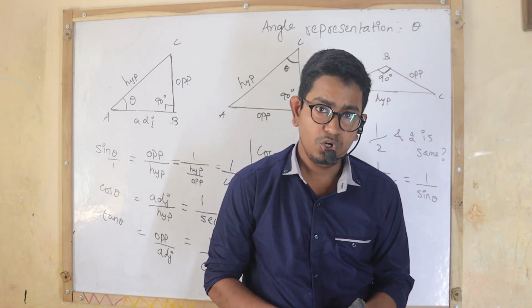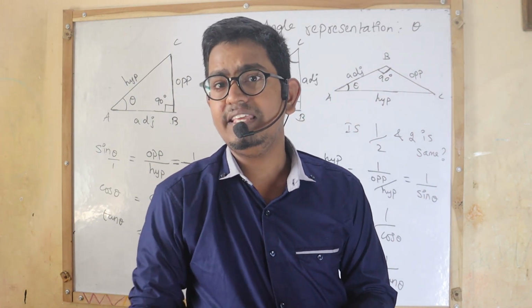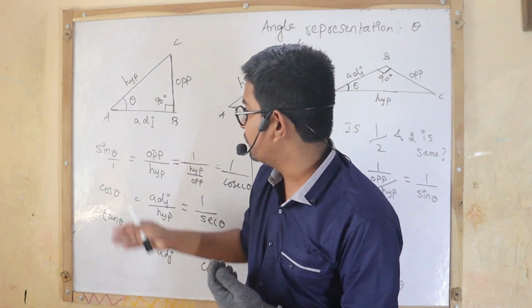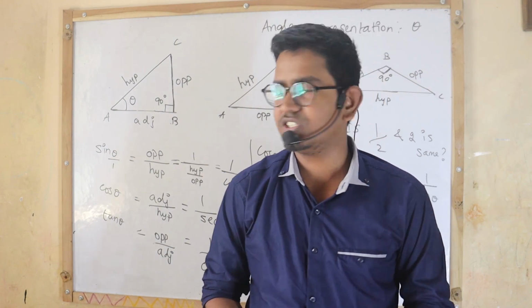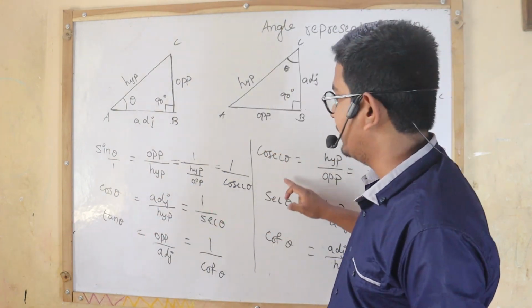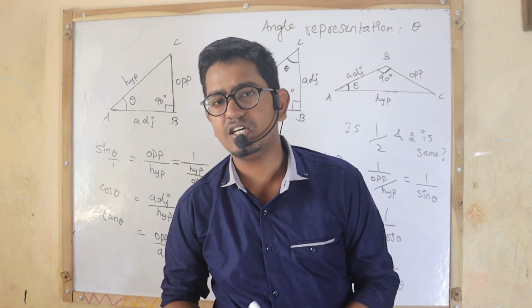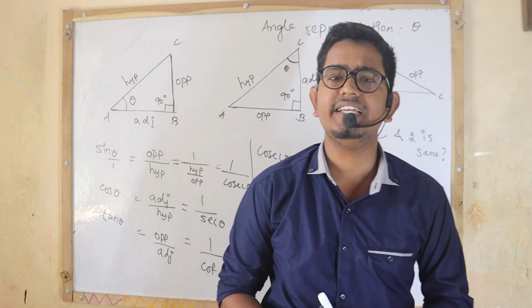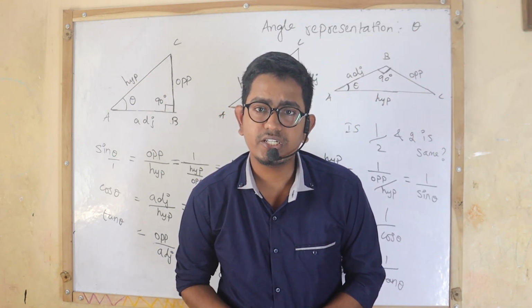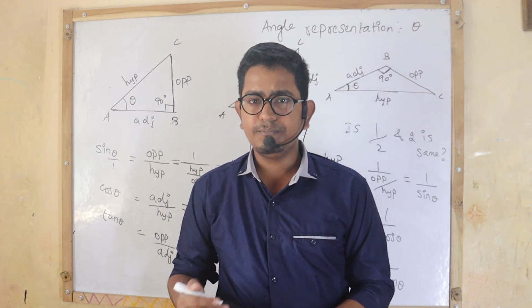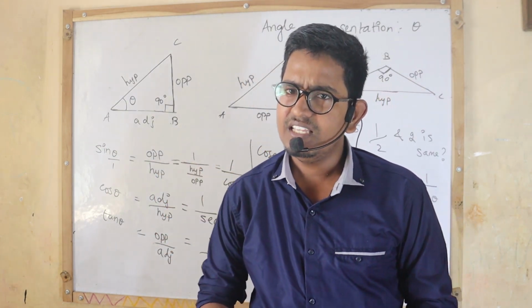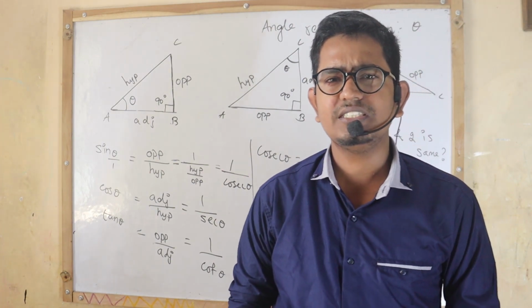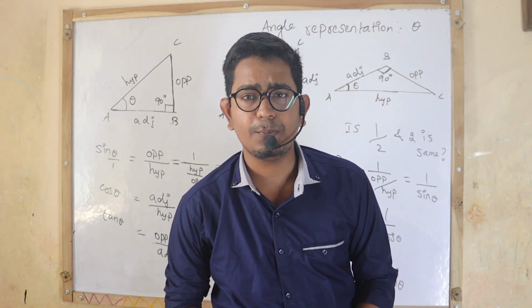If I am asking you to say in the form of trigonometric functions, these 6 are trigonometric functions: sin theta, cos theta, tan theta, cosecant theta, secant theta, and cot theta. If I am asking you to say in the form of sides, then you will say sin theta is equal to opposite side upon hypotenuse.